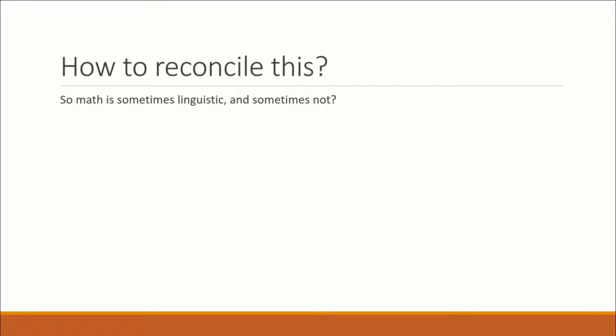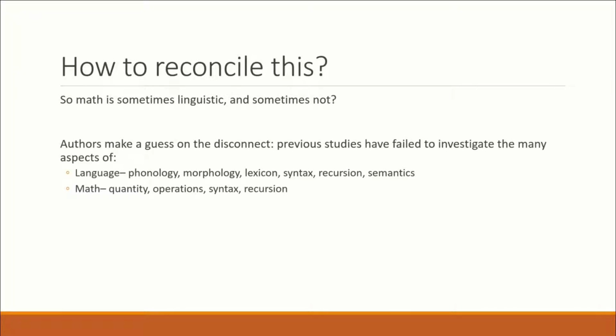Taking the different aspects of language and mathematics into consideration, the question now becomes, do similar aspects of these two skills, such as syntax and recursion, share a similar neural basis? It seems that some aspects of math are linguistic and others aren't. The authors venture a guess to fix this confusion. Perhaps previous studies have just failed to disentangle the many aspects of language and math.